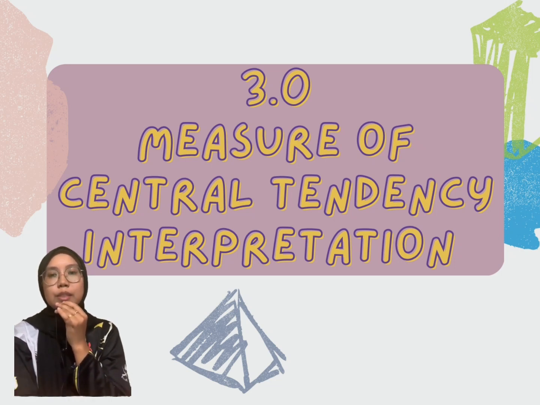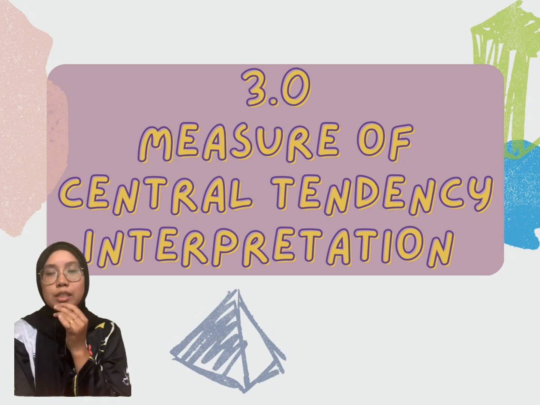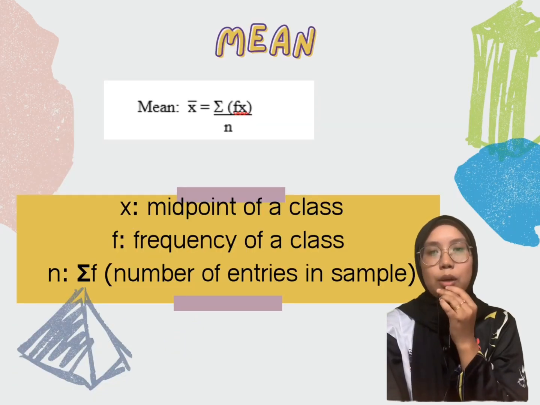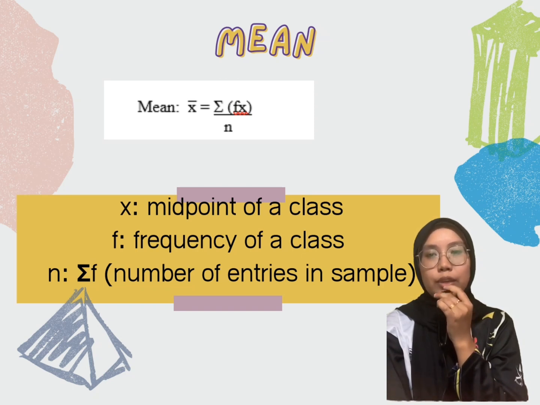I will continue the presentation, which is measures of central tendency. The first one is about the mean. Mean is the sum of data entries divided by the number of entries.